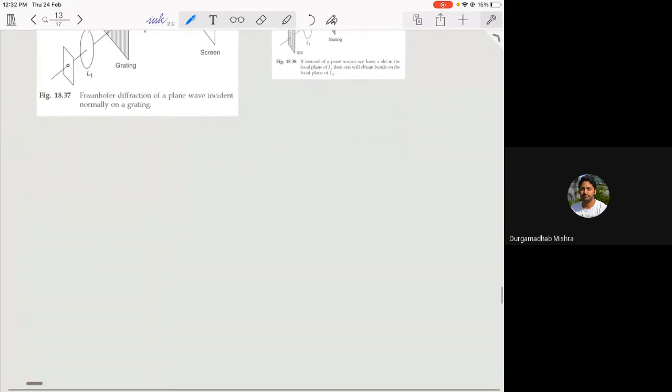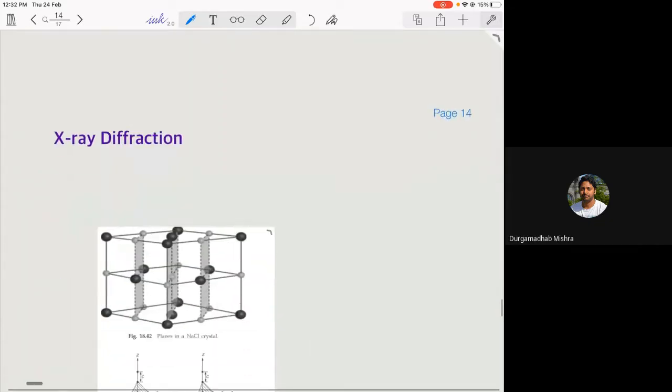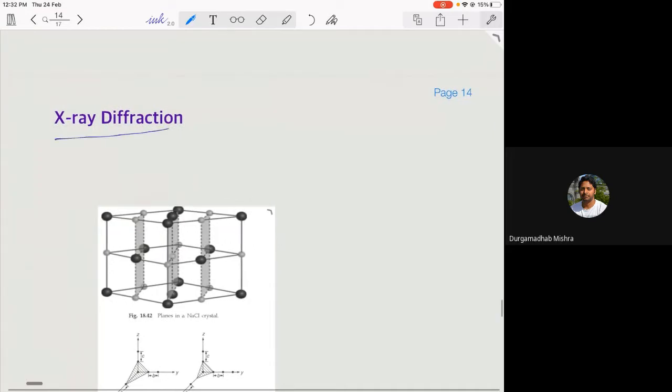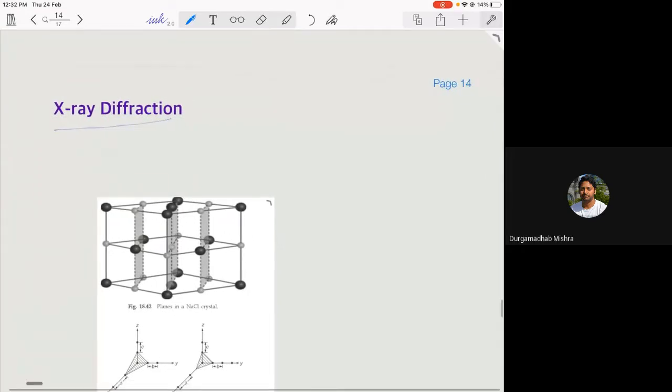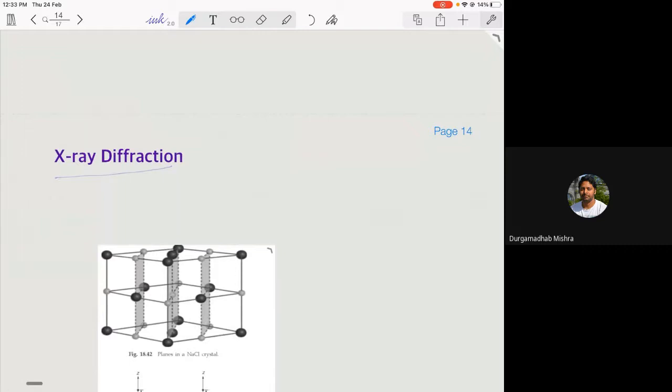Let's say I take a crystal. What is a crystal? A crystal is nothing but a regular arrangement of atoms. What we are talking about is X-ray diffraction. Earlier, what we saw is a diffraction pattern due to optical light, where we have a grating and so on. And if you take a solid which is made up of many atoms, the atoms are regularly arranged there.